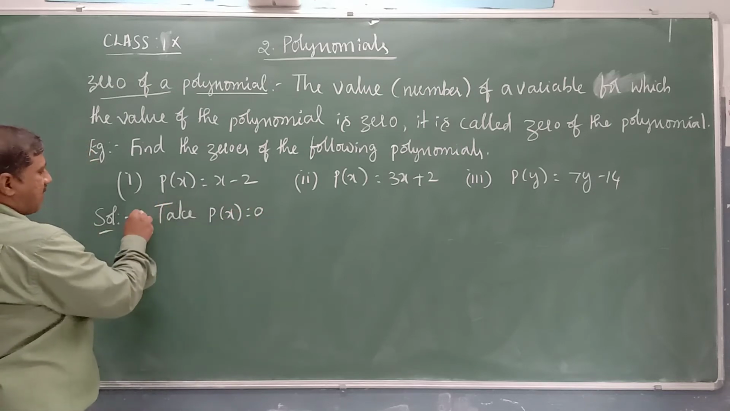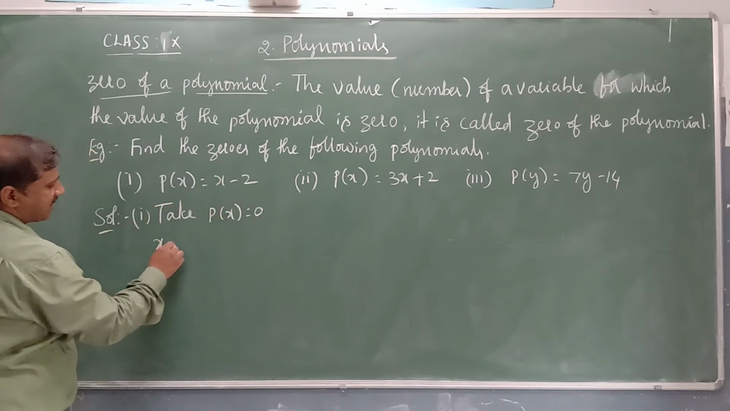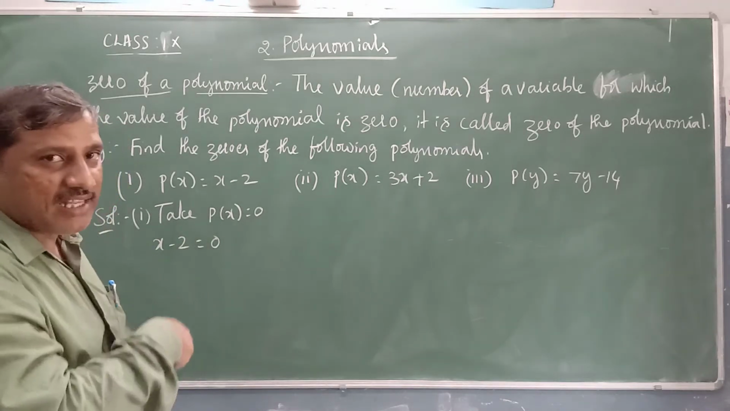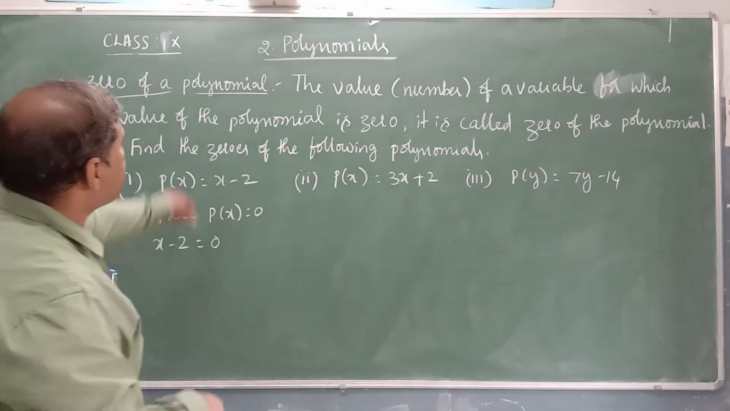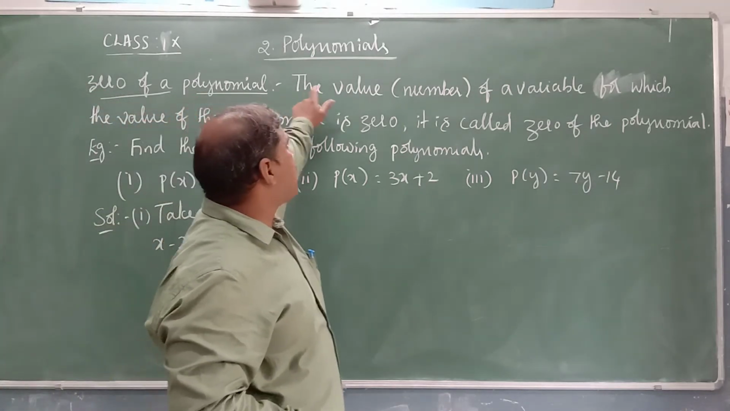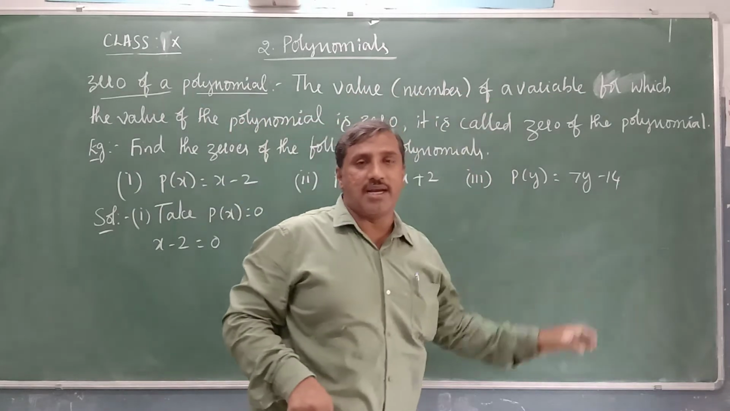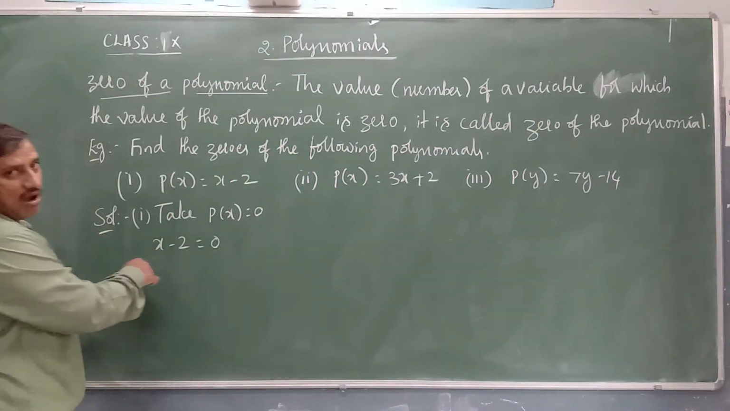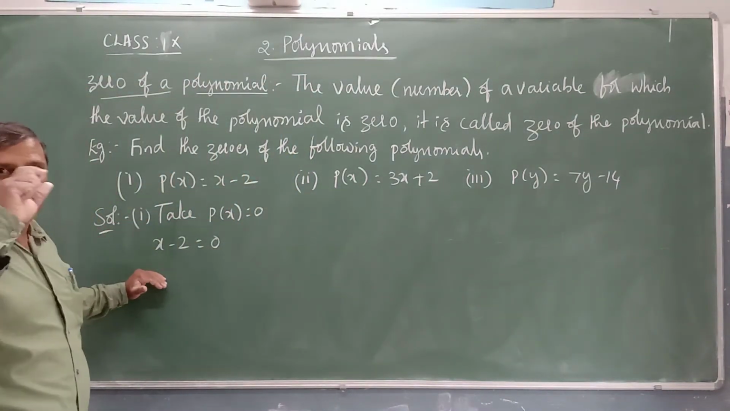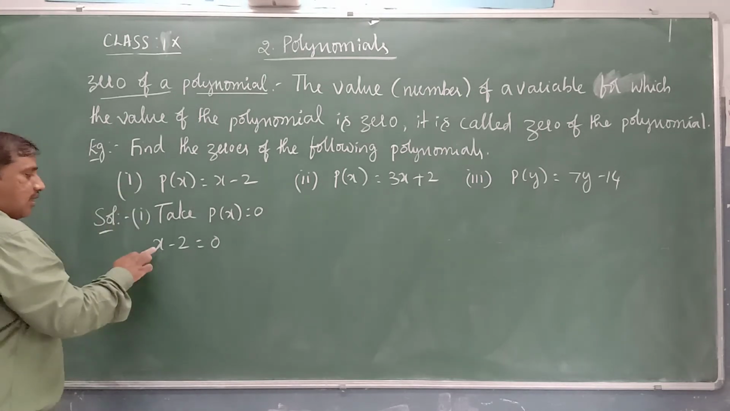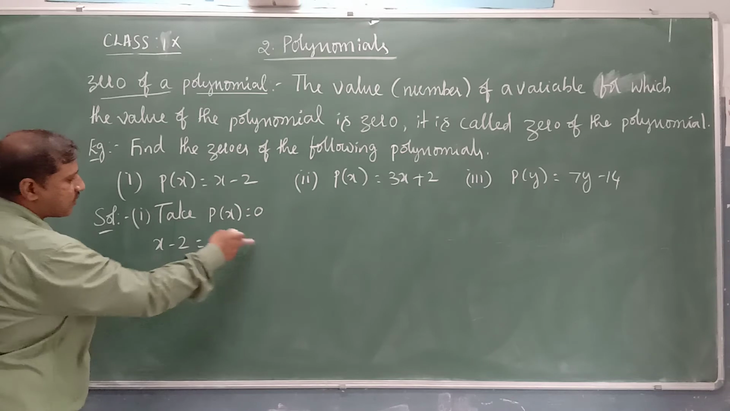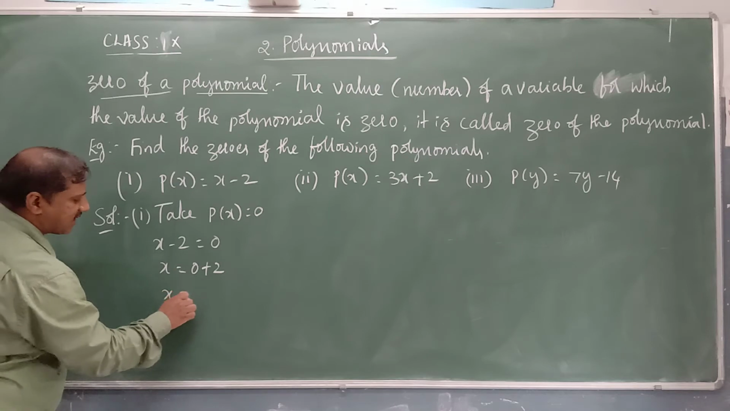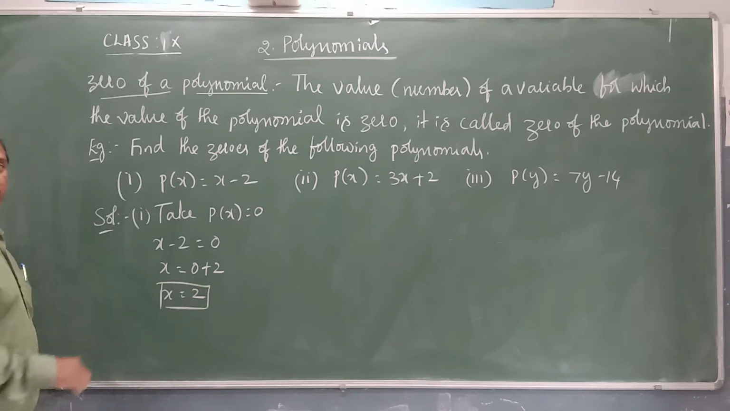P of x is equal to what? First one, x minus 2. That is x minus 2 is equal to 0. Now what to do? We have to find the value of x. Why? Because the zero of your polynomial is nothing but the value of the variable. That is the reason why we have to find the value of x. The zero of the polynomial is nothing but the value of x. So to find x, transpose minus 2 to RHS, we get plus 2. 0 plus 2, that is plus 2. Simply it is 2. x is equal to 2.